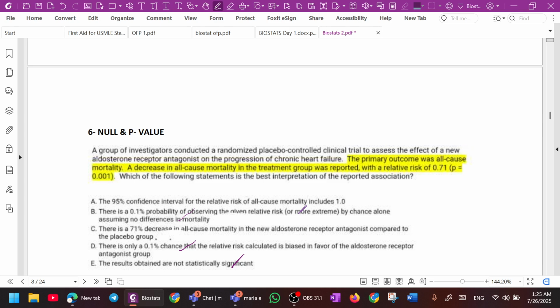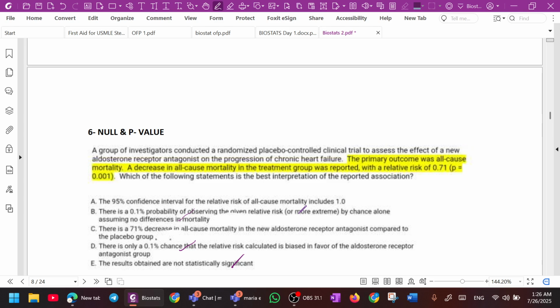Okay, read C. There is a 71% decrease in all-cause mortality in the new aldosterone receptor antagonist compared to the placebo group. Oh, so you're trying to say that this 71 is like the 71%? Not really. I don't think so. But it makes sense. Yes. And then trying A.